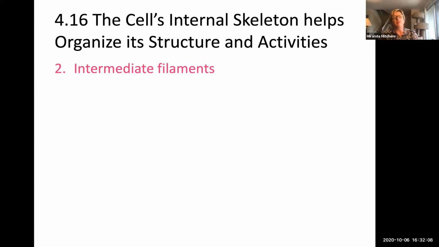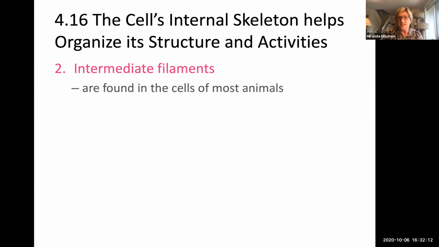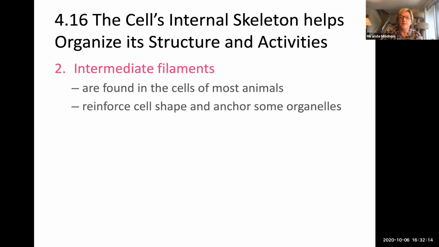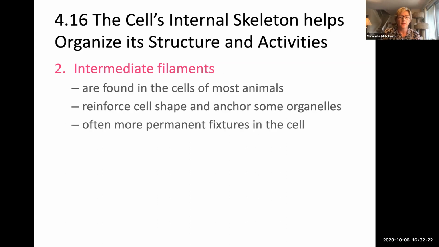The second type of fiber is the intermediate filament, and it's in most every animal cell. It really helps to hold some of the organelles in place, so it's providing some shape as well. The intermediate filaments don't move around. They're not temporary structures. These are usually present all the time.